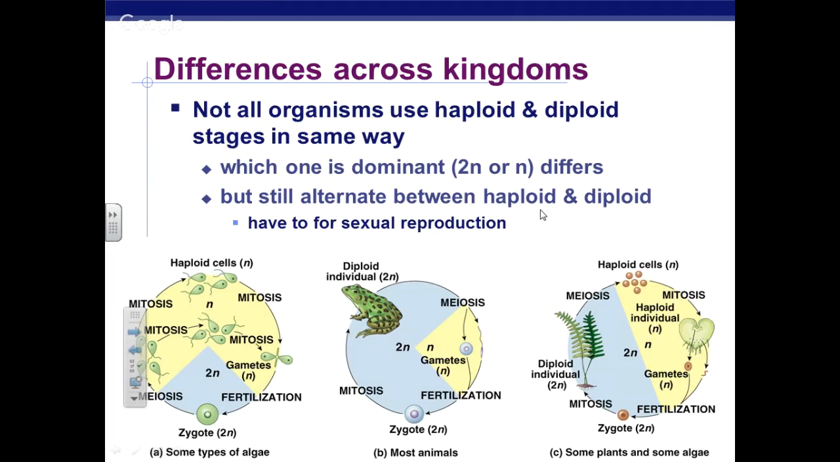It's about time. So the last thing I want to mention before we talk about nondisjunction and chromosomal abnormalities is that not all organisms use the diploid and haploid stages in the way that we are familiar with. So in the middle here with the frog, most animals do just what we do. You have gametes that are produced through meiosis. The gametes will fuse, and through a fertilization event, produce your zygote, which will develop into a multicellular organism through mitosis. That organism itself makes the gametes through meiosis, and the cycle repeats itself.